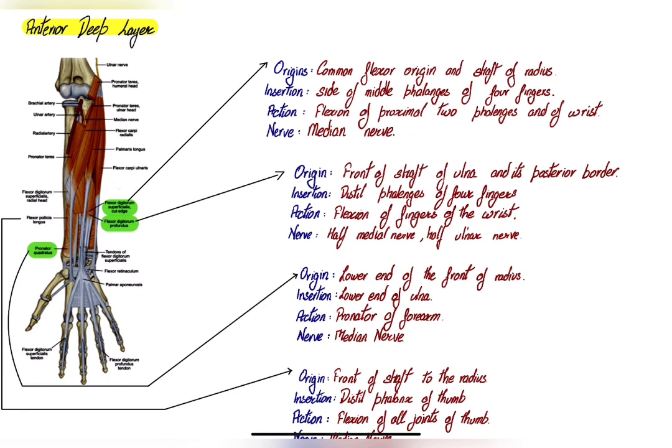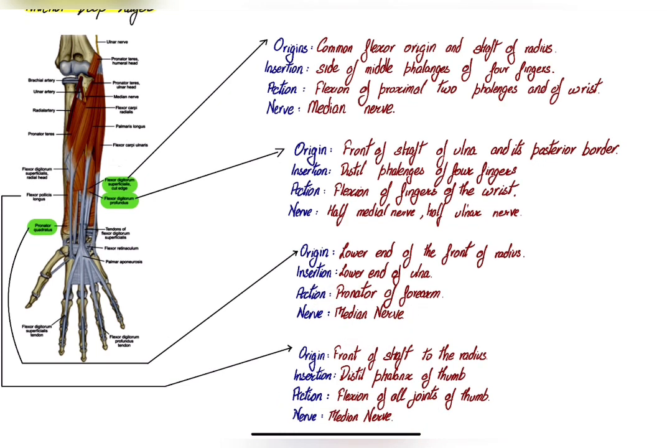Now, the next muscle is the pronator quadratus muscle, which originates from the lower end of the front of the radius and has its insertion in the lower end of the ulna. The action that it performs is pronation of the forearm, and the nerve that passes through it is the median nerve.